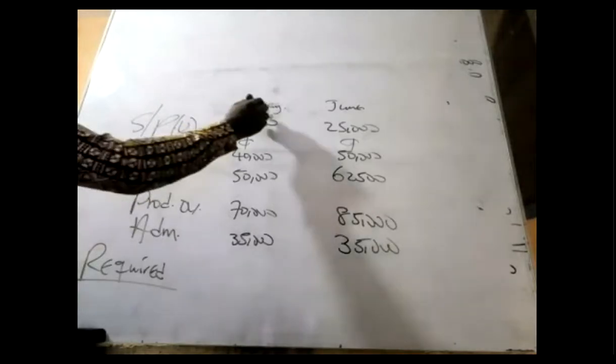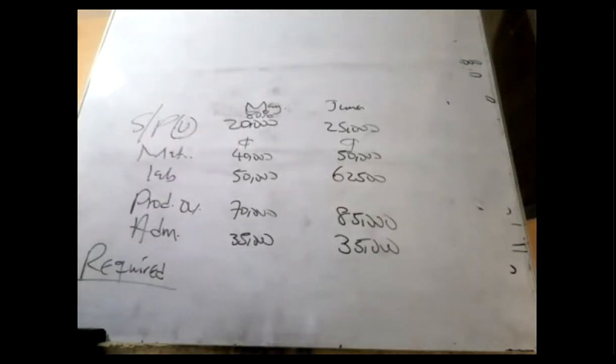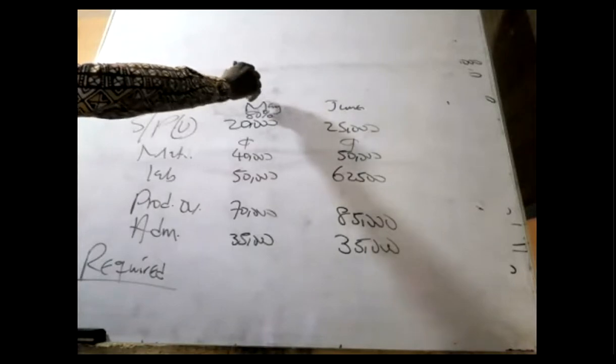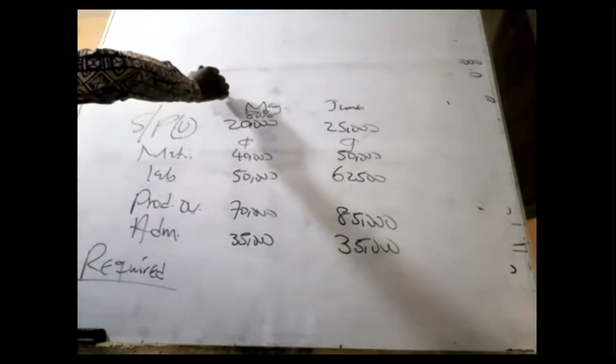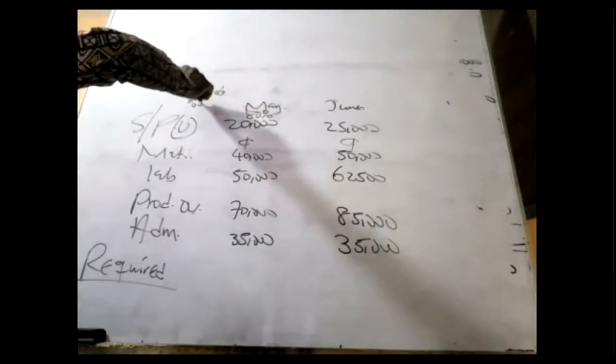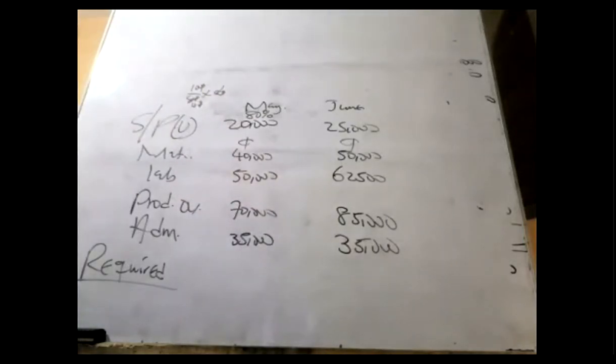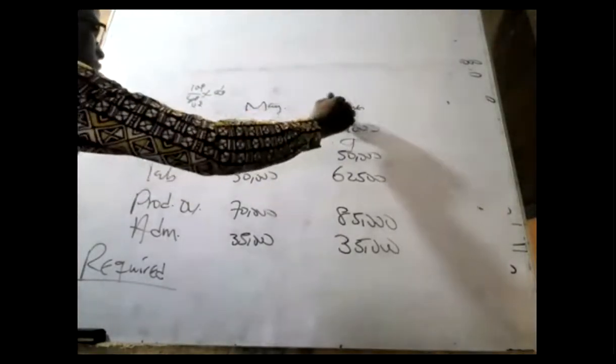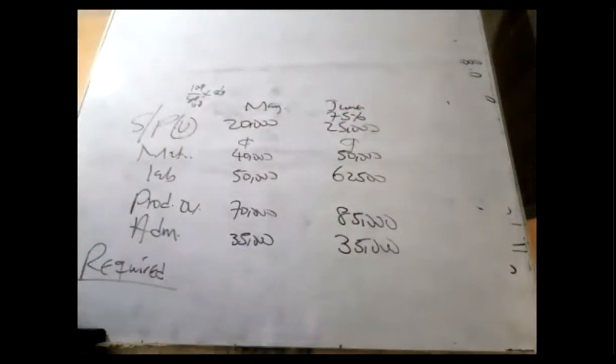This represents 80% of the activity. Okay, sorry, this represents 75%.